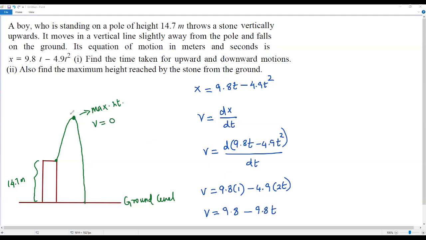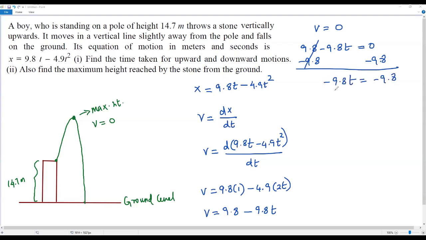As I said already, when the stone is thrown vertically upward and reaches its maximum height, the velocity will become 0, for a fraction of a second. So if I equate velocity to 0, then I get 9.8 minus 9.8t equals 0. Now I subtract 9.8 from both sides; positive 9.8 and negative 9.8 cancel out. I get negative 9.8t equals negative 9.8. To solve for t, I divide both sides by negative 9.8, and the negative 9.8s cancel out. So t is equal to 1.